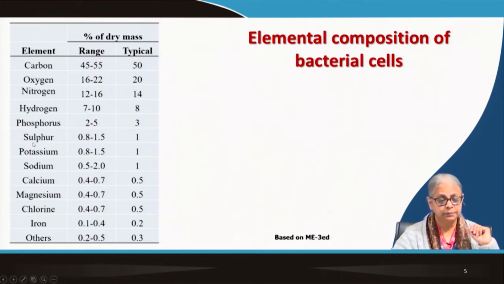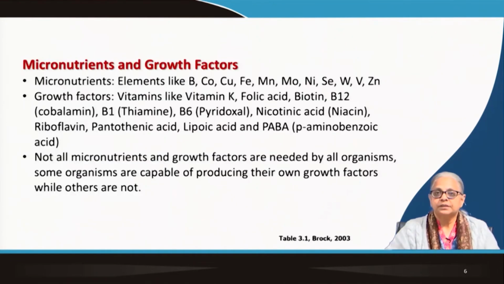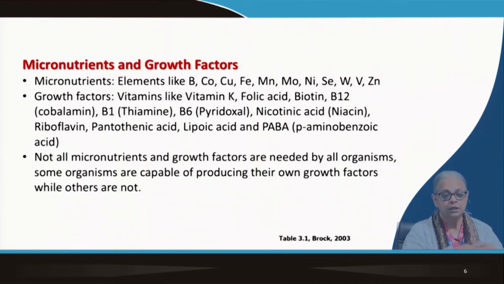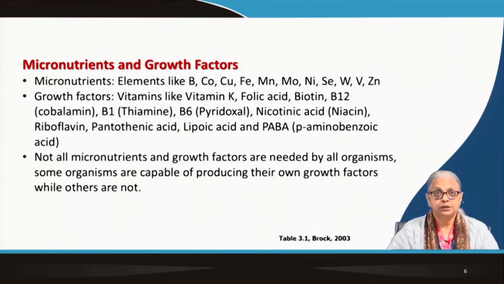So, along with the big 6, we also have potassium and sodium over here for bacterial cells. Here we have the micronutrients: calcium, magnesium, chlorine, iron, and other nutrients. These are the elements that constitute less than 1% of the dry weight of bacteria. Let us take a look at some micronutrients.